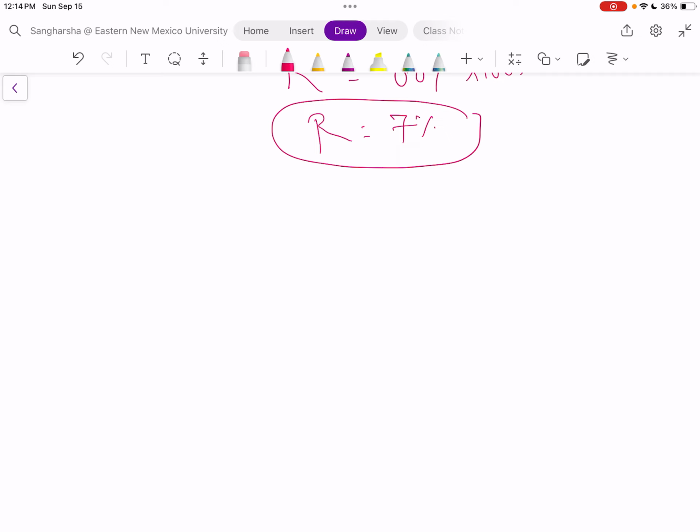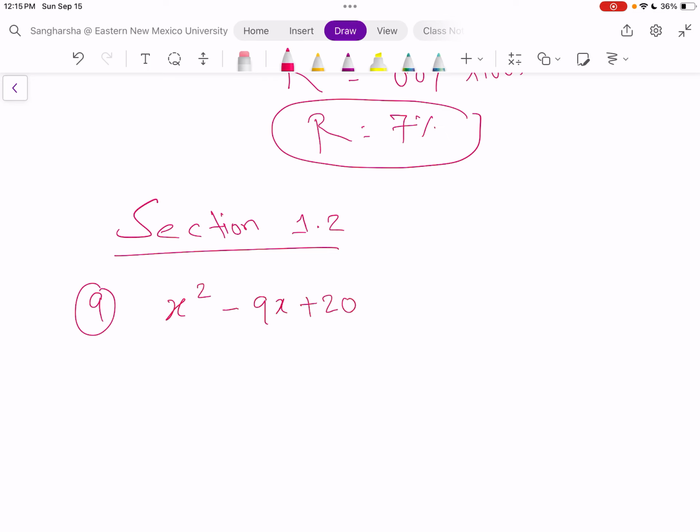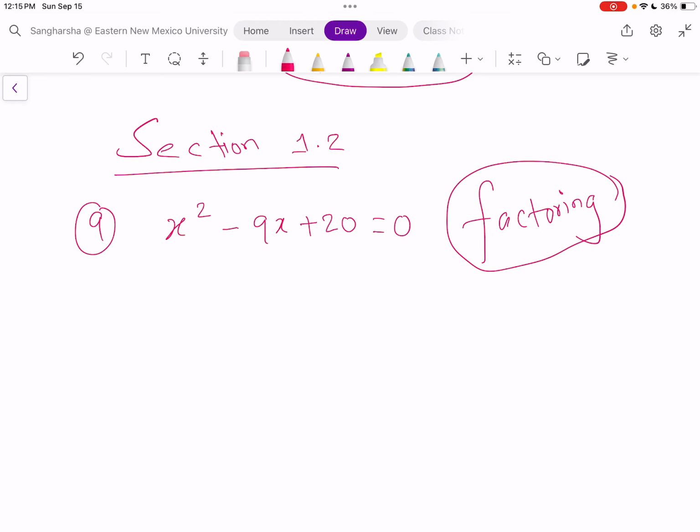Now in section 1.2. Section 1.2 is about quadratic equation, and you are asked to practice 7, 8, 9. So let me do number 9. In number 9 we have x squared minus 9x plus 20 equals 0. So this is the quadratic equation and we are asked to use the factoring method. So make sure to use the factoring method. Do not use the quadratic formula here.